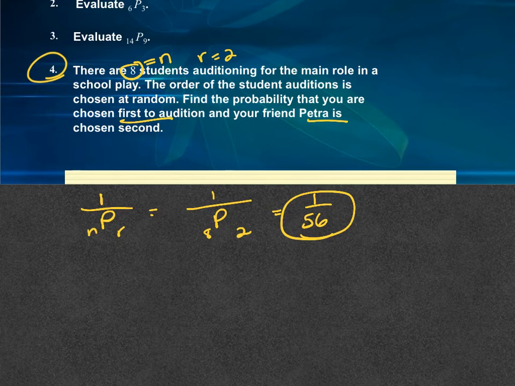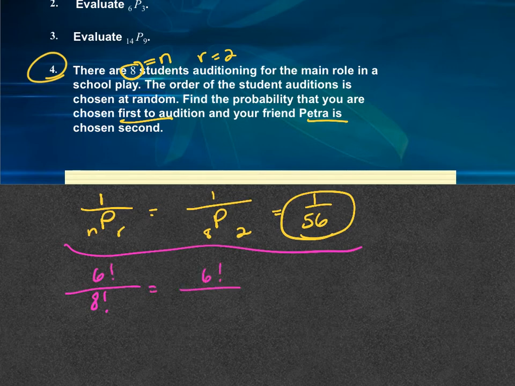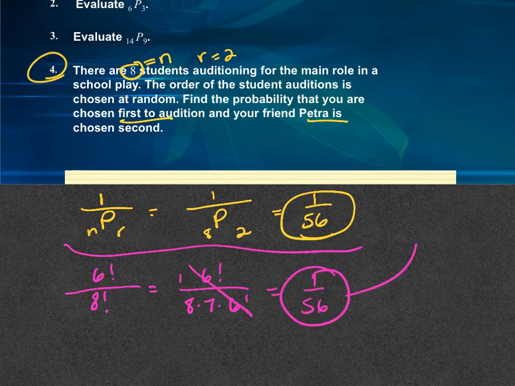And again, the other way to do it is say, okay, I put all of us in the bottom. It'd be 8 factorial in the bottom. In the top, I take out the option that is me and Petra first. So I take out 2 of us, and it would be 6 factorial left. And then it'd be 6 factorial over 8 times 7 times 6 factorial, or 1 over 56. So either way that clicks in your head, whichever way makes the most sense to you, stick with that method.